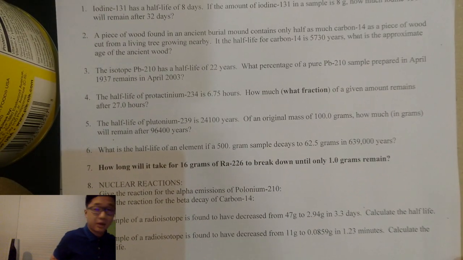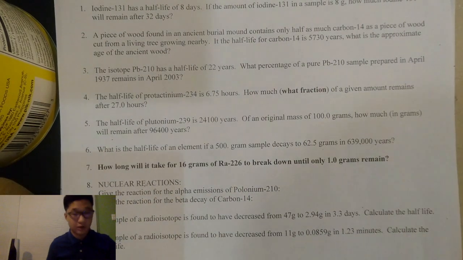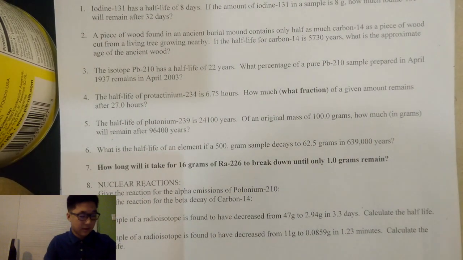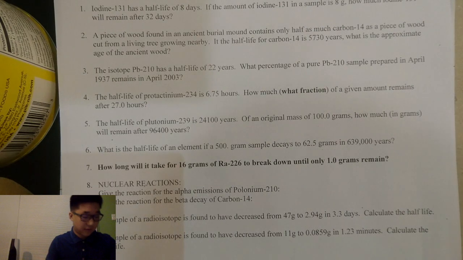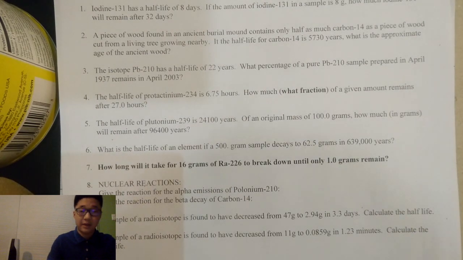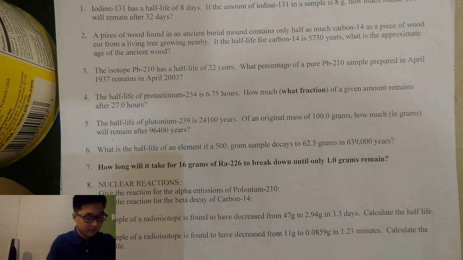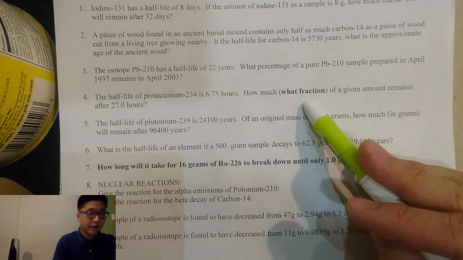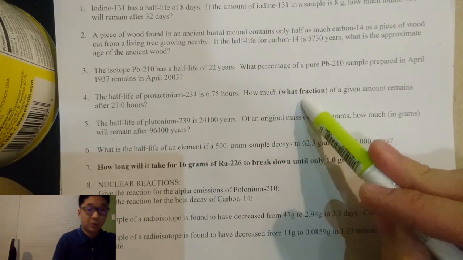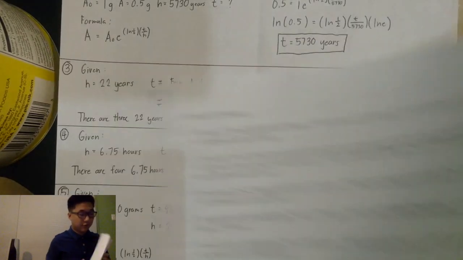So we are at number 4. Okay, for number 4, the half-life of protactinium-234 is 6.75 hours. How much of a given amount remains after 27.0 hours? So we have to find the fraction as stated here in the question. So we go to number 4 then.